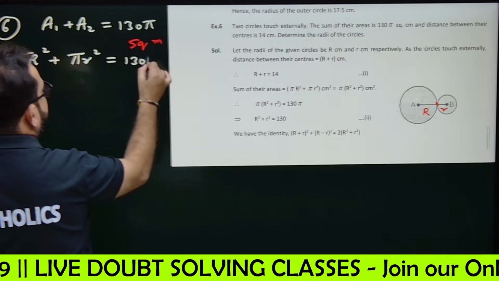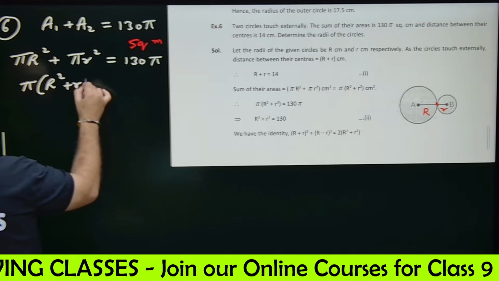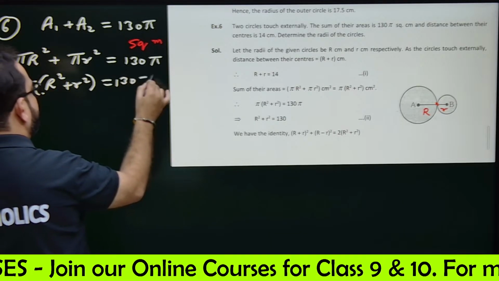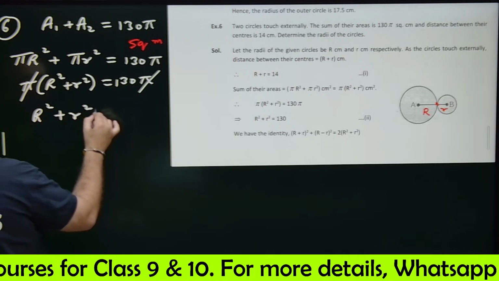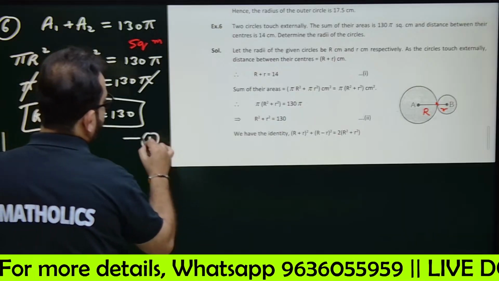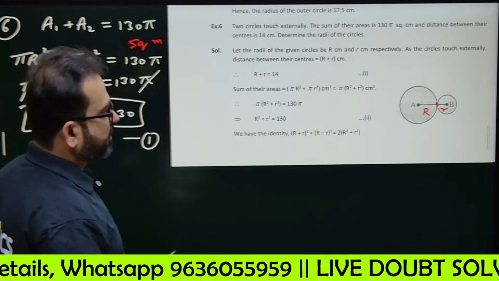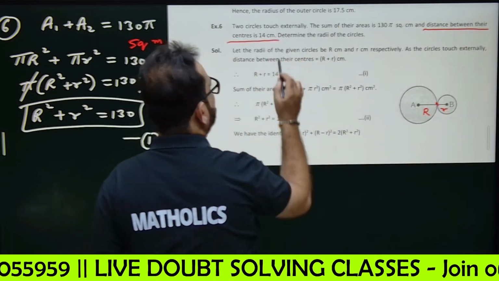That is 130 pi. If pi is taken common, it is capital R square plus small r square equals 130 pi. Pi and pi get cancelled. So R square plus small r square equals 130. This is equation number 1, right? These are two variables, capital R and small r. And the distance between their centers is 14 centimeter.